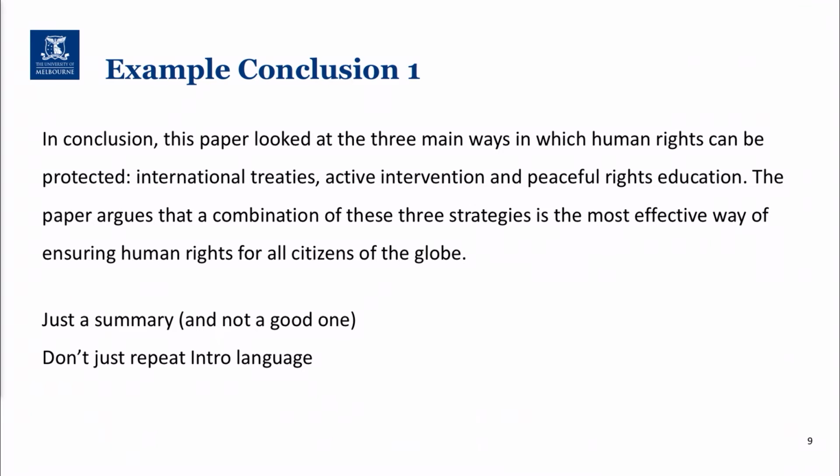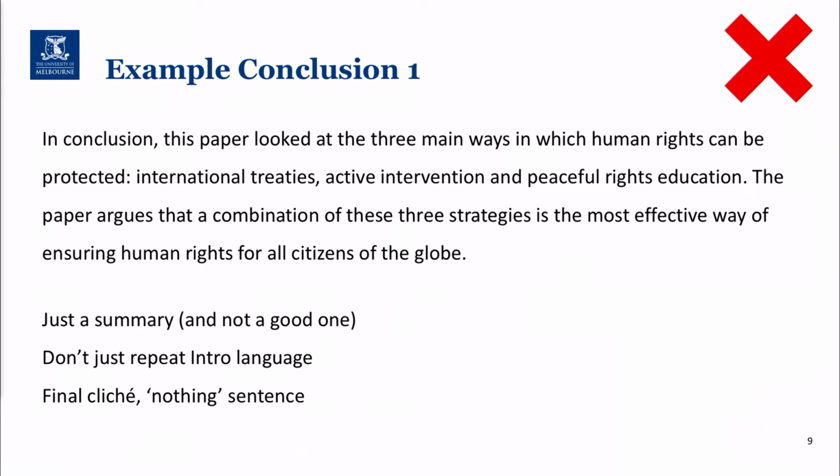Don't just repeat the language you used in the introduction. And it's a final cliché, nothing sentence. It really does give us nothing to move away with as a final message. It's not powerful. This is not a good example.